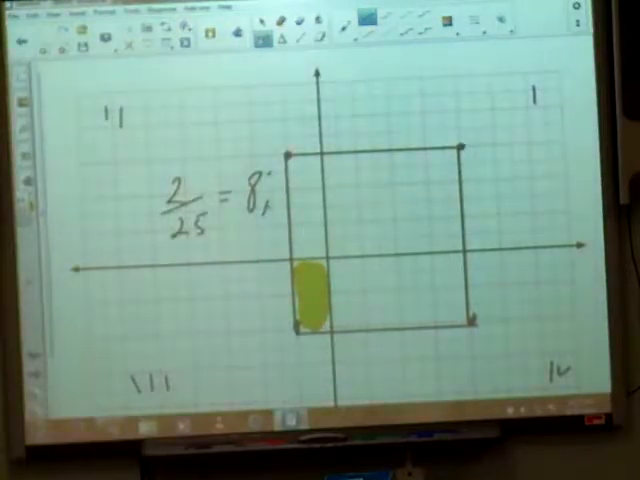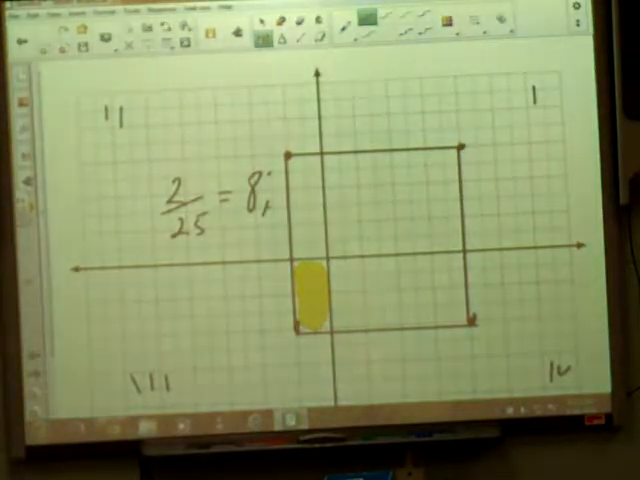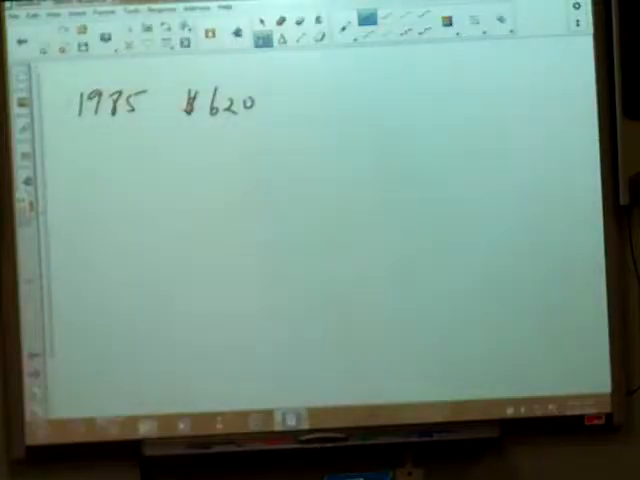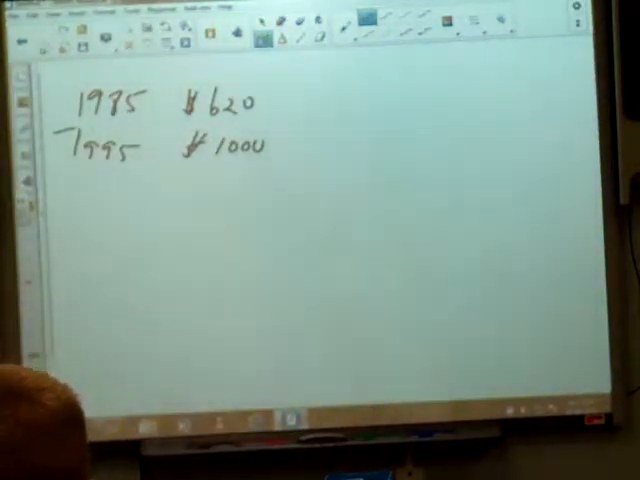Alrighty. Looks like I did a lot of work on number 5. I got numbers written all over the place. Hope I remember what they all mean. On number 5, it says in 1985, cost of clothing for a certain family was $620. In 1995, 10 years later, it was $1,000. Assuming the cost increased linearly, that's a hard word to say, what was the cost of the family's clothing in 1991? So we're wanting to find 1991 in there.